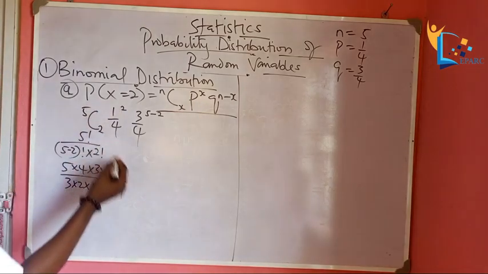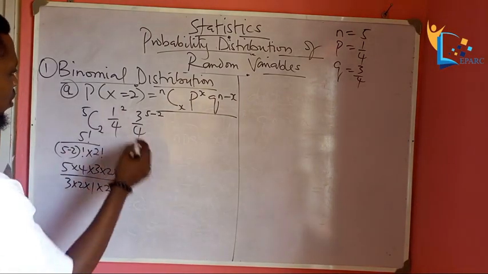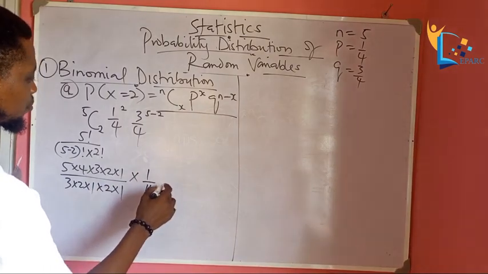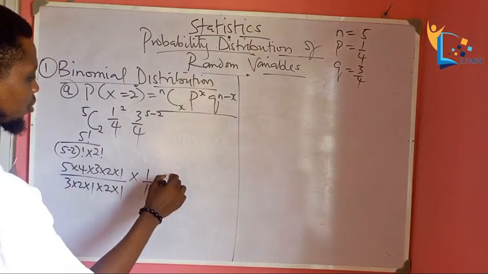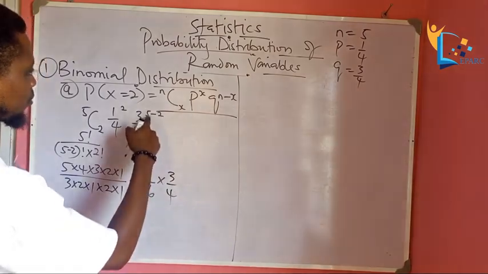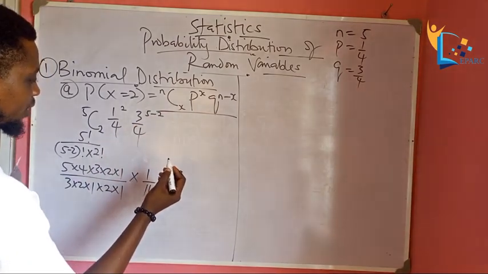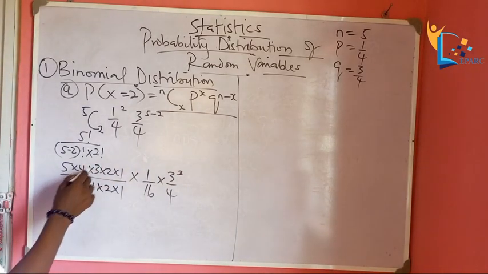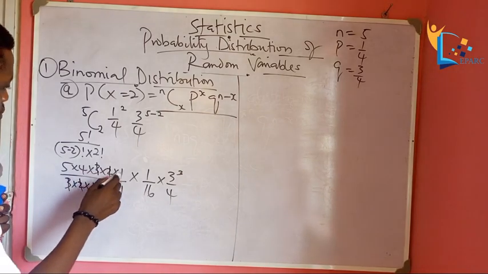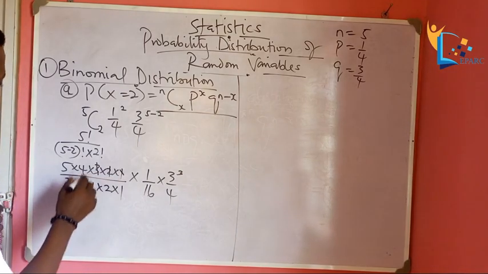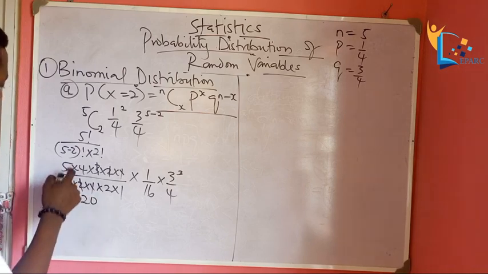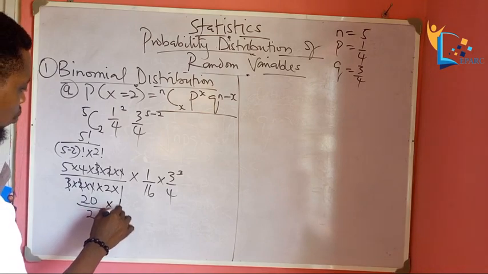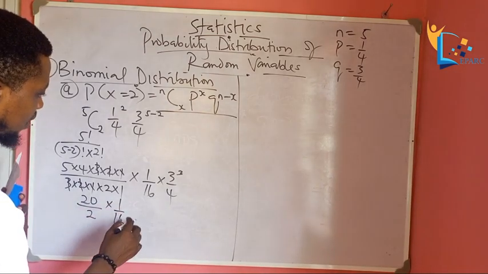Okay? Then times 1 over 4 raised to the power 2 will give us 1 over 16. Okay? Times 3 over 4, 5 minus 2 is 3. Okay? So 5 times 4 times 3 times 2 times 1, 3 will cancel 3, 2 will cancel 2, 1 will cancel 1. So we are left with 20, 4 times 5, 20, all over 2 times 1, 2, times 1 over 16. Okay?